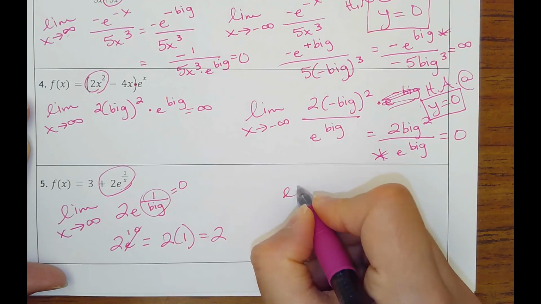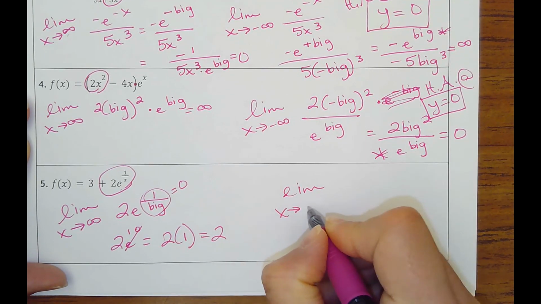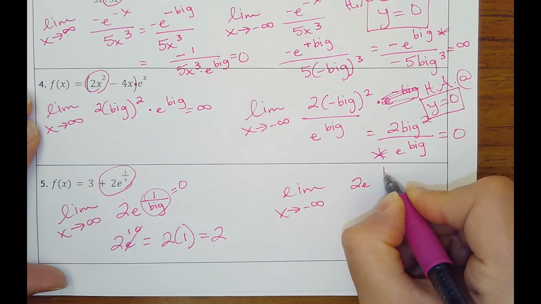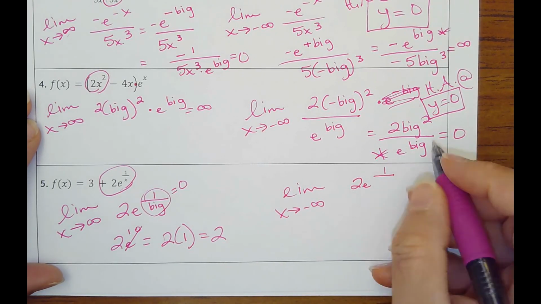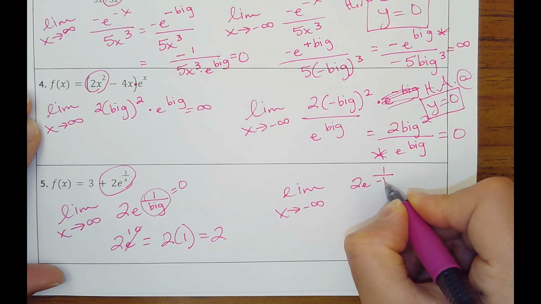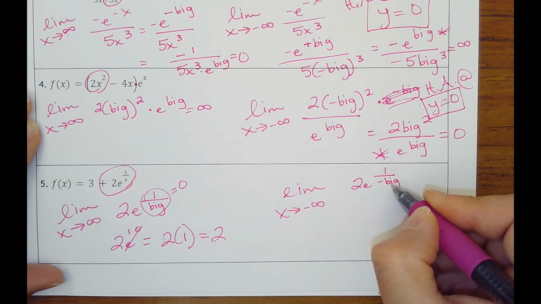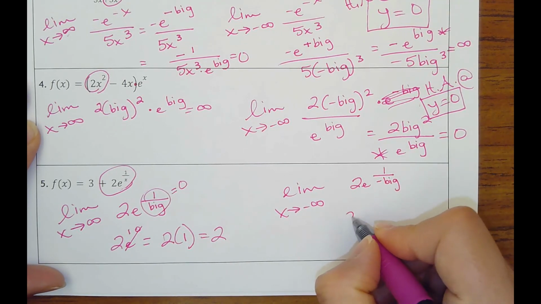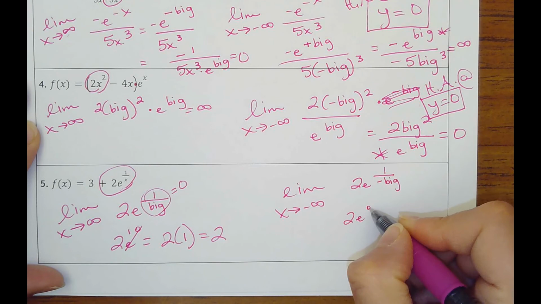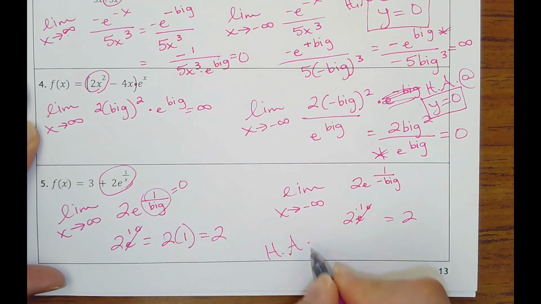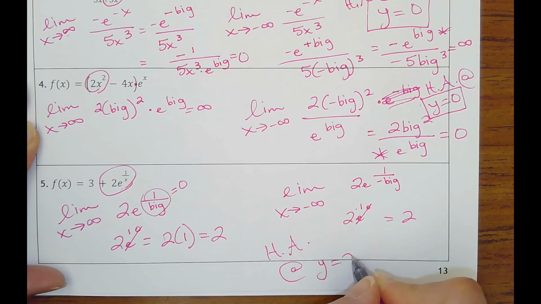All right, and our limit as x approaches negative infinity of 2e to the 1 over a negative big number. Again, 1 divided by something really, really big becomes 0. So that's 2e to the 0 power. That's 2 times 1 again, which is 2. So you only have one horizontal asymptote at y equals 2.